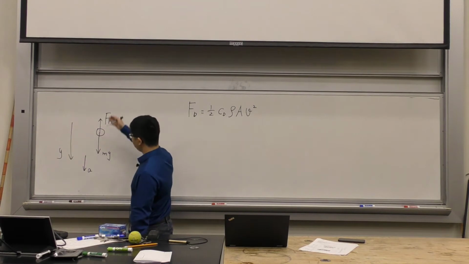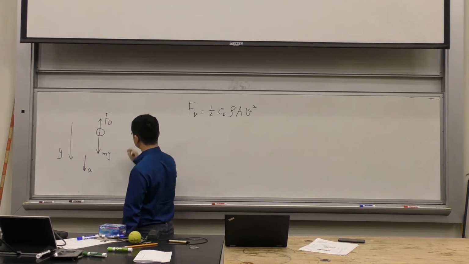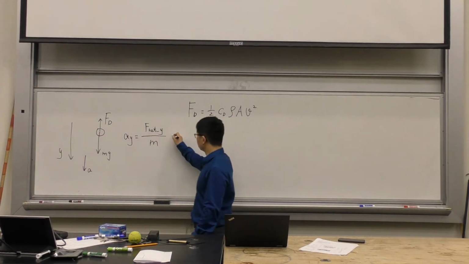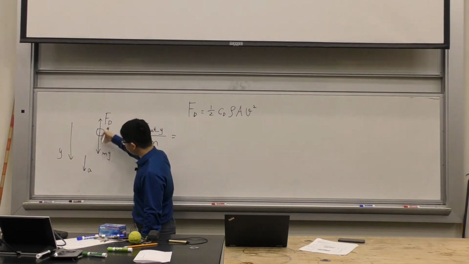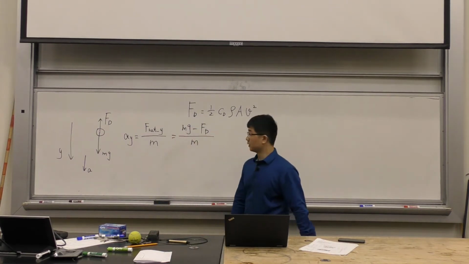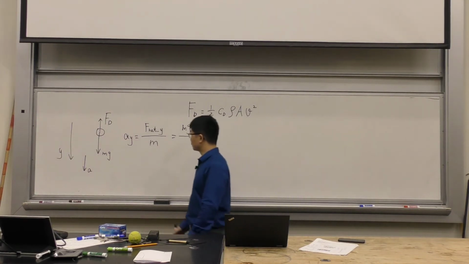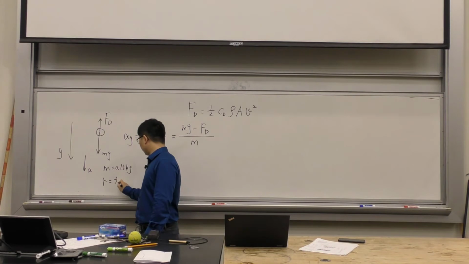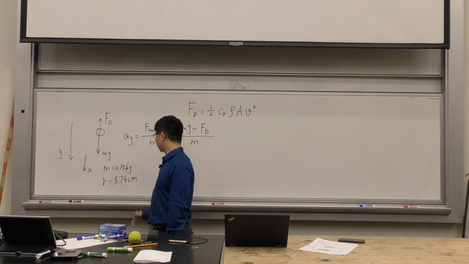Now let's do that. If I call down the positive direction, I want to find the acceleration in the y direction. That's just going to be the net force in the y direction divided by the mass. I do have two forces in the y direction, and in this case gravity is larger, right? And gravity is positive, so I would do gravity minus the air drag, divided by the mass. Now I do have the mass from the problem. The mass of this ball is going to be 0.15 kilograms, right? And I have the radius of this ball, 3.74 centimeters. You can convert it to meters.